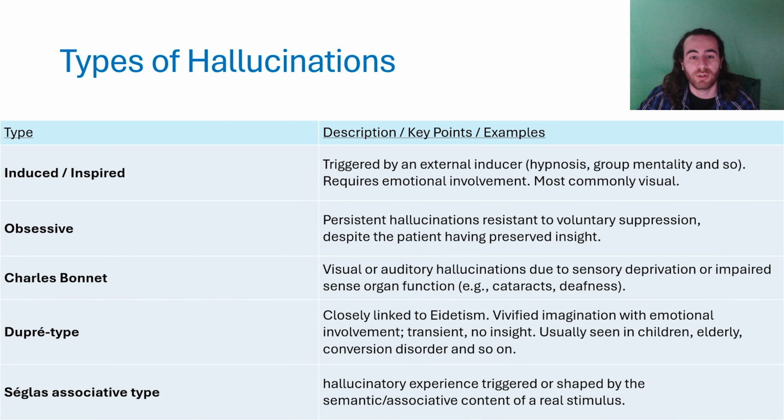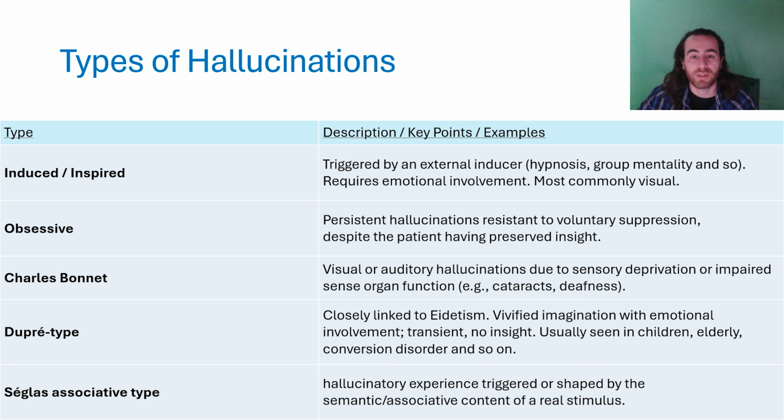Other types include induced or inspired hallucinations, which we usually see, for example, with hypnosis. They require emotional involvement and are most commonly visual. Obsessive types of hallucinations are experienced as intrusive, and despite insight, the patient cannot get rid of them with an act of will. Now come more traditional types, starting with hallucinations of Charles Bonnet, where we mostly see visual and auditory hallucinations with sensory deprivation or impaired activity of a sense organ.